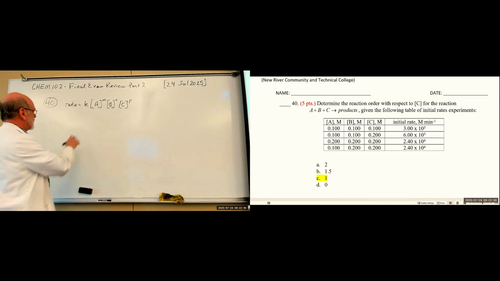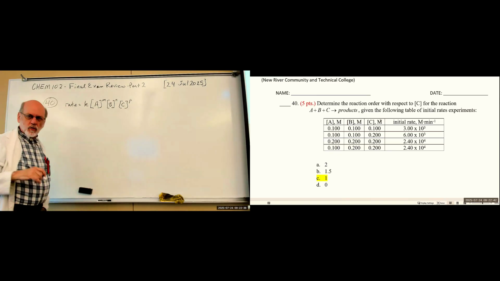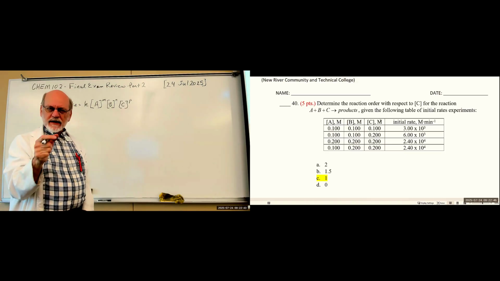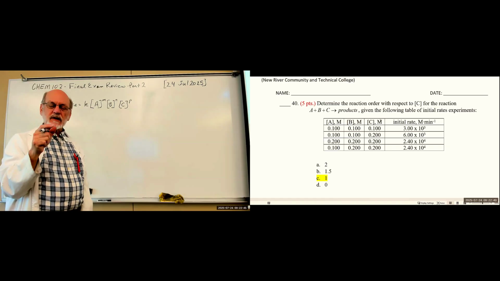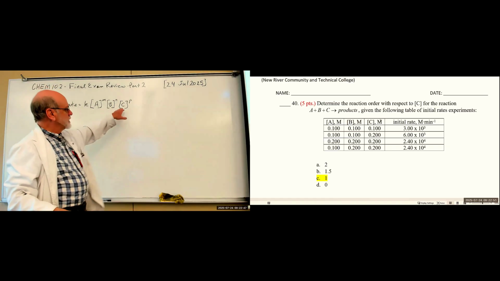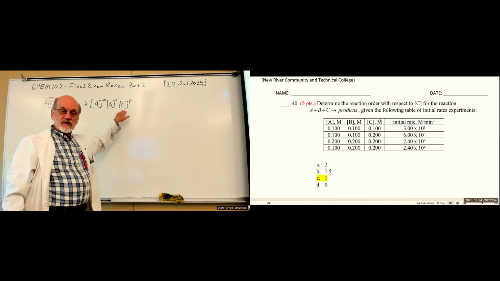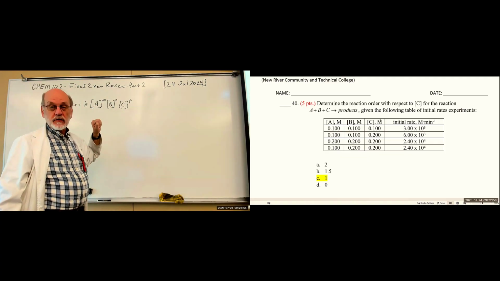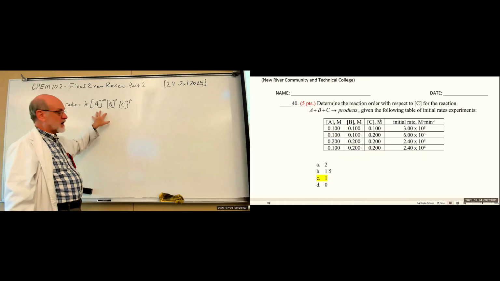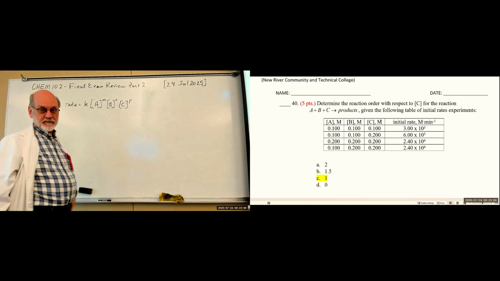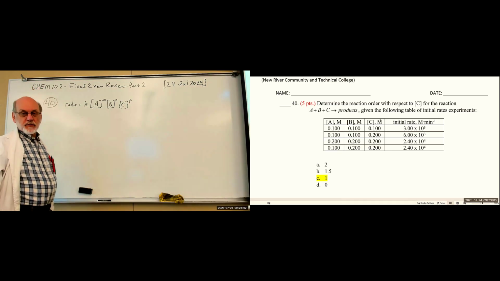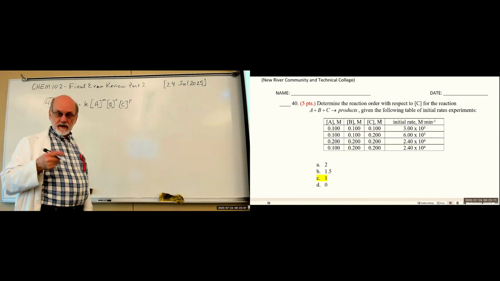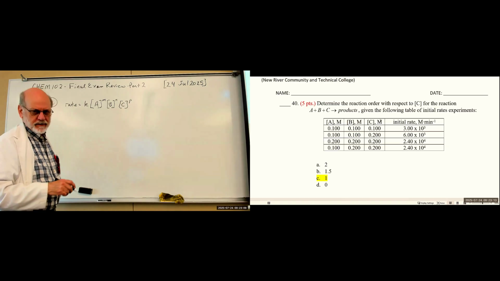So this is the rate expression. Which of these initial rates experiments will allow the concentration of C to change, but A and B remain constant? Looks like the first two. The first two will hold these constant and let this one vary. Okay. So let's put the second one on top simply because the ratio after that will give us a whole number rather than a fraction.